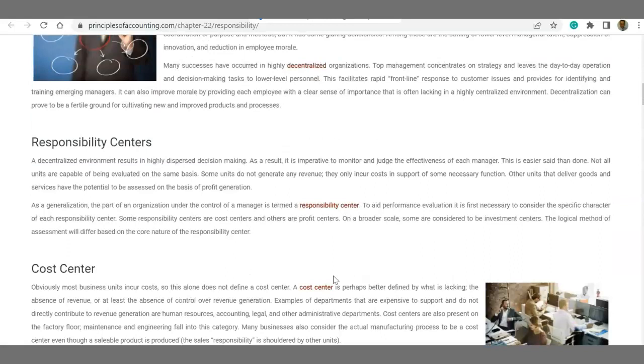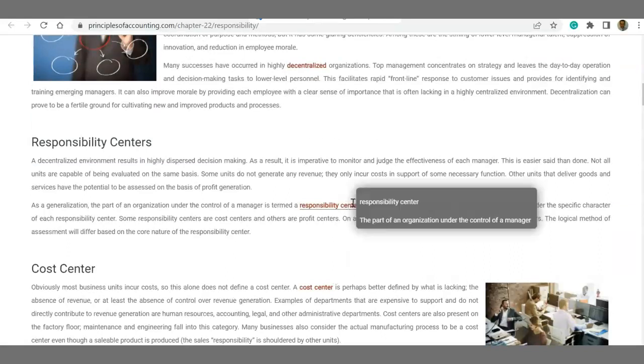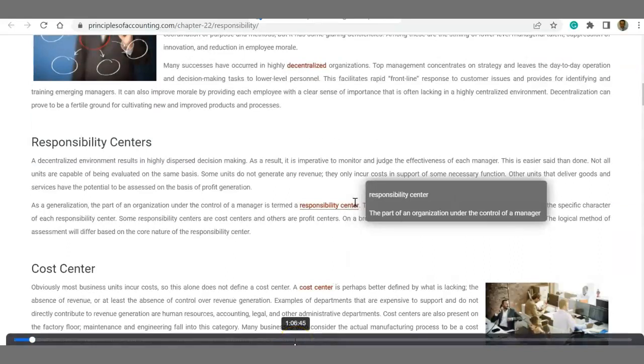So there are responsibility centers, which are the part of an organization under the control of a manager. That means those sections of the business are responsible for a specific type of expenses, and they have control on those expenditures, or even revenue in some cases.